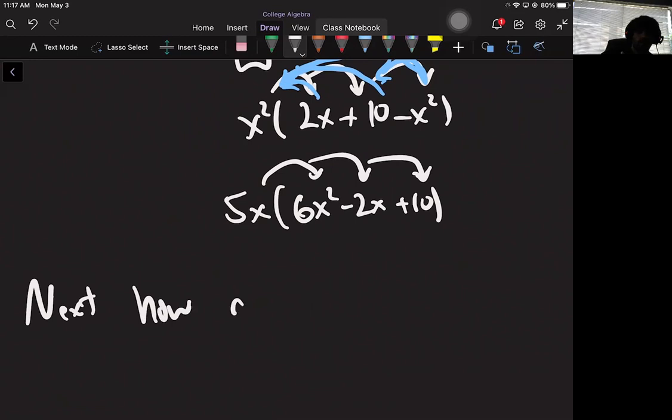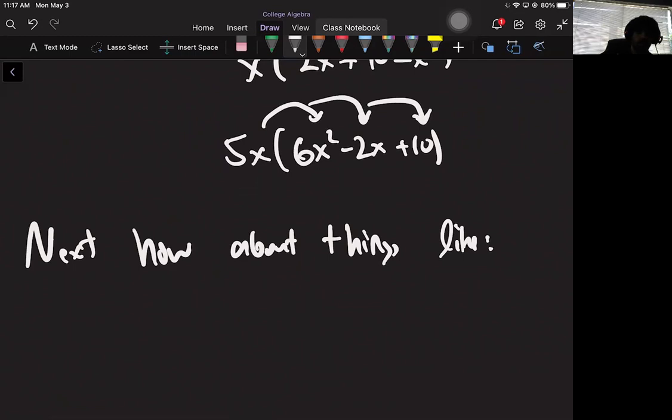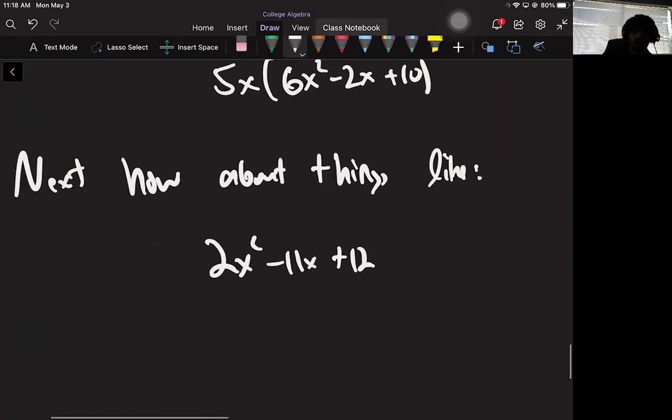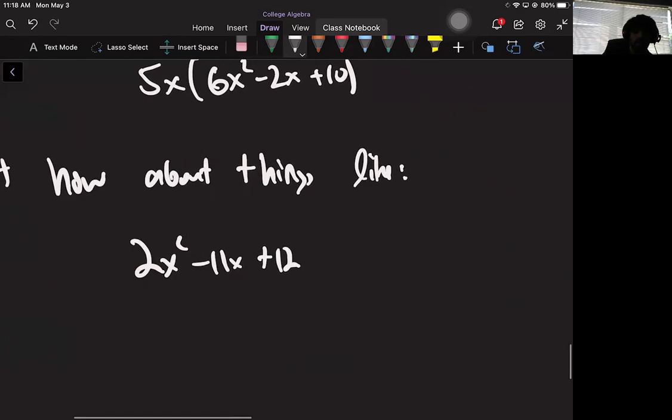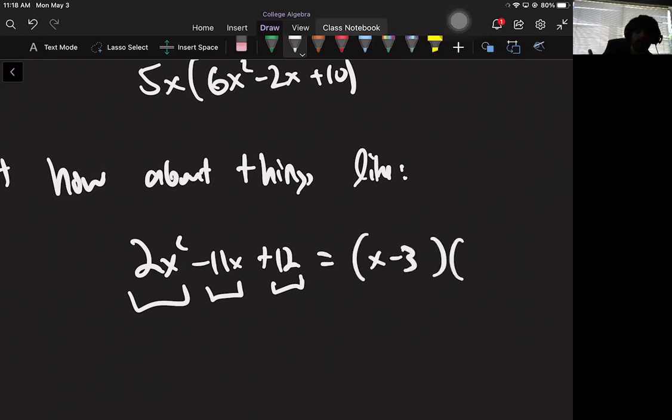But next, how about things like in the very first example I wrote today, where you have, what was it, 2x squared minus 11x plus 12? Here I'm not taking a number out from each term or an x out from each term, because this one doesn't have any x's and they have no number factor in common. 2 does not go into 11. So I'm not doing that kind of factoring. Instead, I ended up with, sorry, x minus 4 and 2x minus 3.